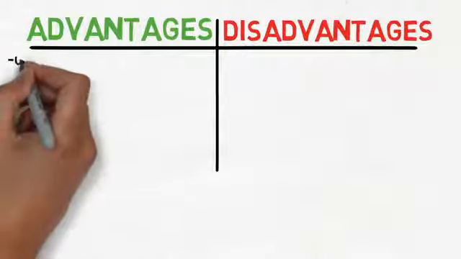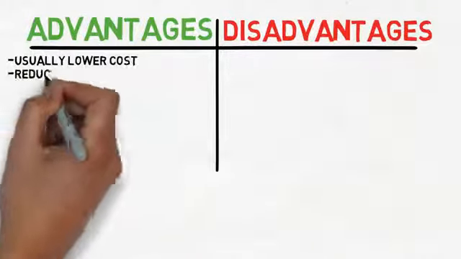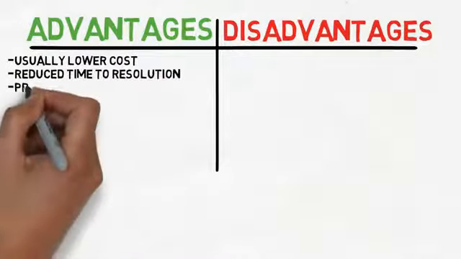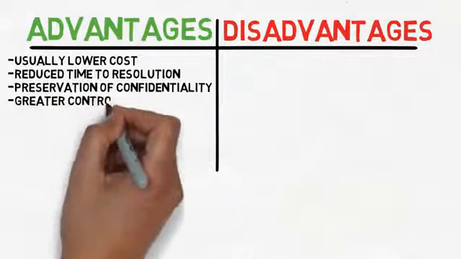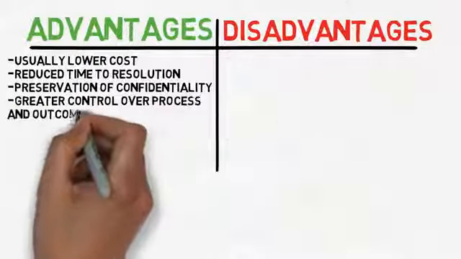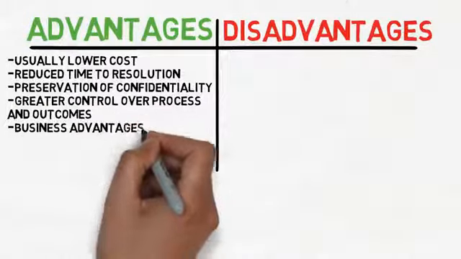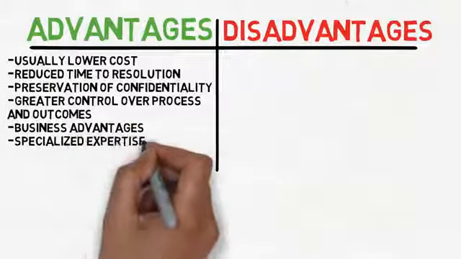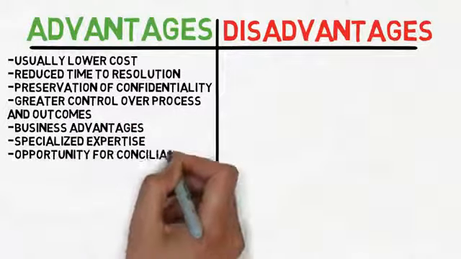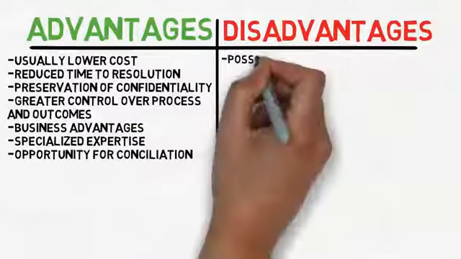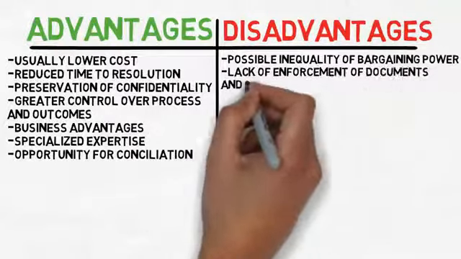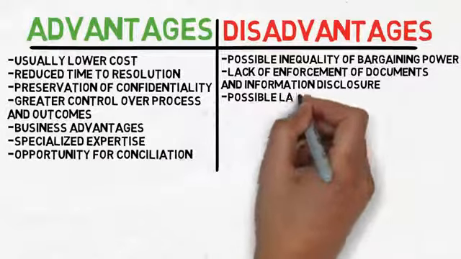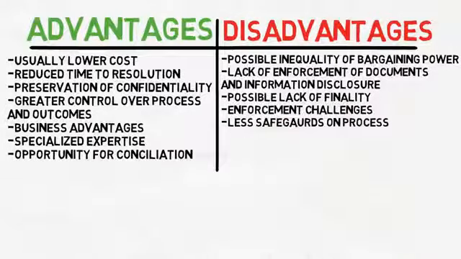Some of the advantages are that there's usually lower cost, reduced time to resolution, preservation of confidentiality, greater control over process and outcomes, business advantages, and specialized expertise and opportunities for conciliation. Some of the disadvantages are possible inequality of bargaining power, lack of enforcement of documents and information disclosure, possible lack of finality, enforcement challenges, and fewer safeguards on the process.